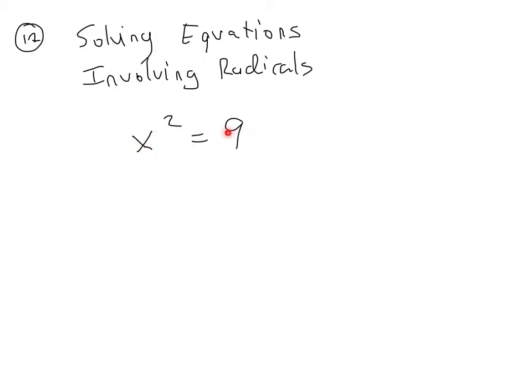What does this read? Well, it reads as what number times itself equals 9. We'd say 3. But we remember now that 3 times 3 does equal 9, but also that negative 3 times negative 3 also equals 9. So the question is, how do I actually solve this algebraically?